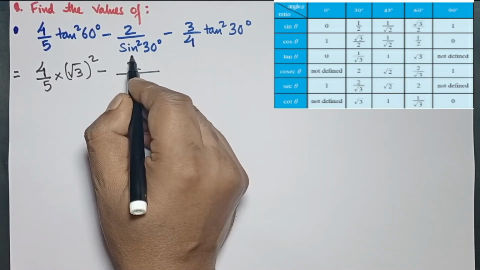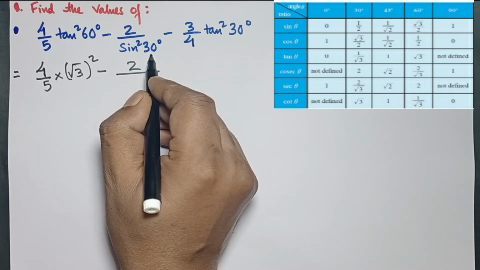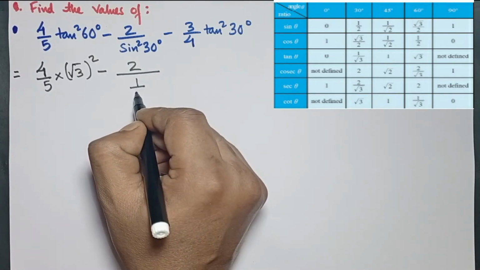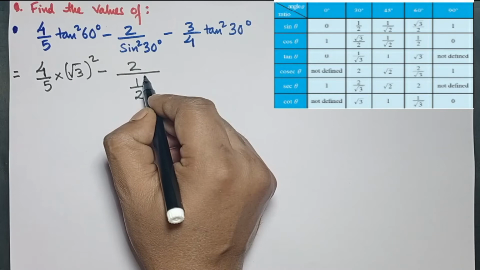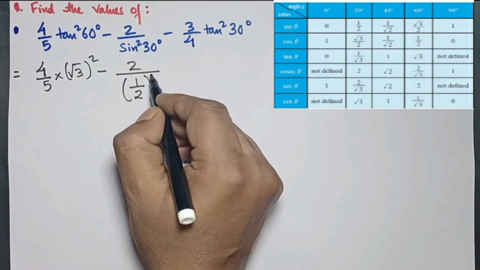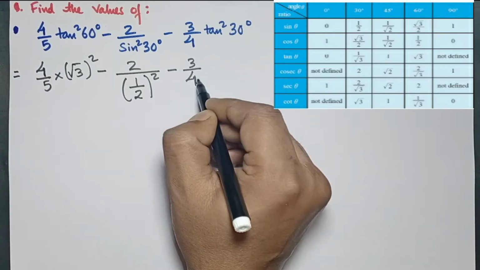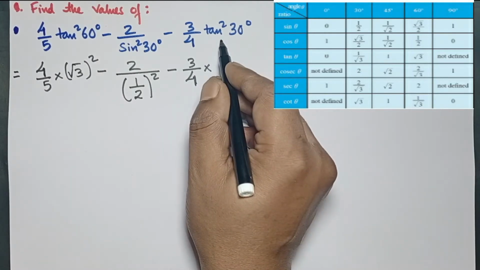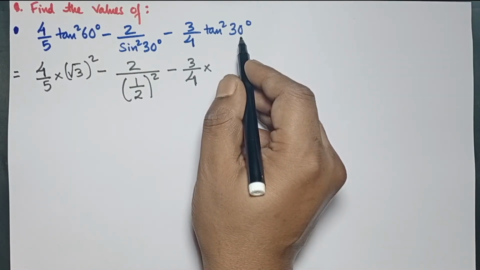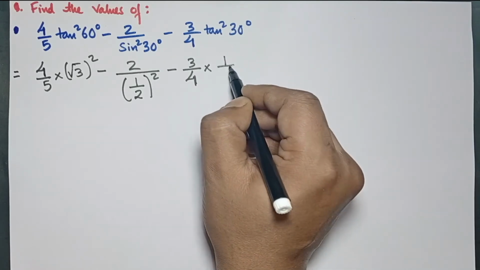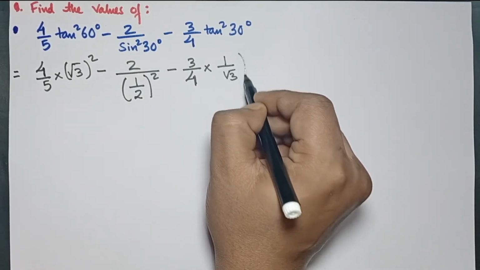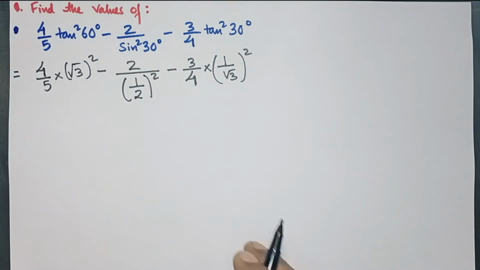Okay, now what you have, sine 30. So what is the value of sine 30? 1 by 2, since there is a square, so I'll write square, minus 3 by 4. Don't jump the step. Okay, simple. So now tan square 30. So what is the value of tan 30? Tan 30 value is 1 by root 3. So this will be your whole square.